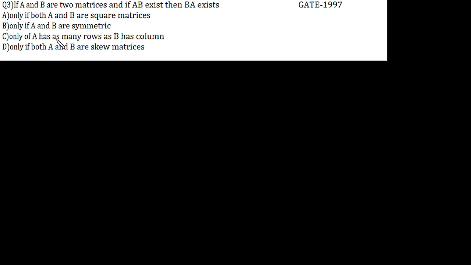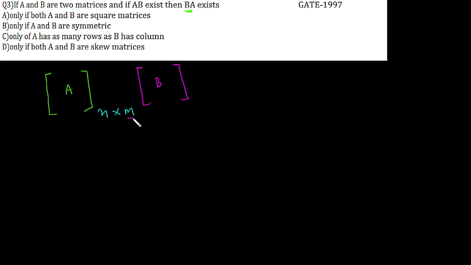Okay, now let's solve question number 3. Question 3 says, if A and B are two matrices and if AB exists, then what condition must A and B satisfy such that BA also exists? So here it is given that AB exists. So let's assume any general order for this matrix A. Let's call it A, and let's assume it has a dimension of n cross m. And now we have to multiply this A matrix with B matrix. Let's also assume the dimension of B. Now it is given that AB exists.